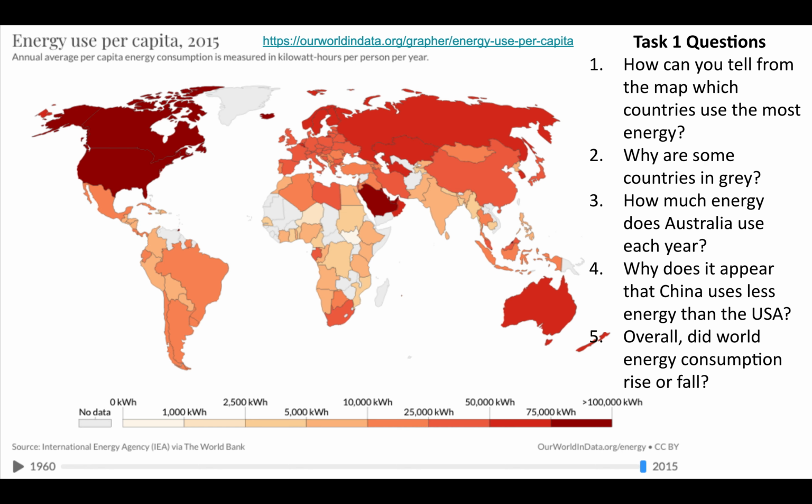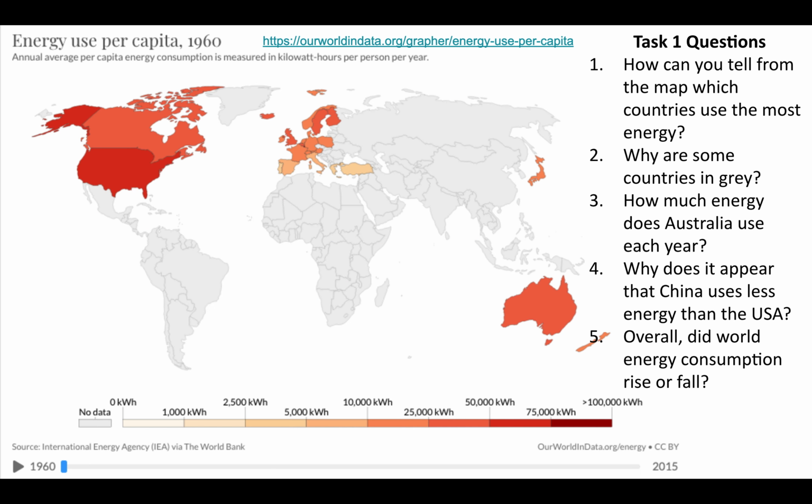If we looked at it just as what's the total amount of energy that China and the USA use, you'd probably find that they are both really, really high and probably not that different from each other. So my final question then for these maps here, this choropleth map here, I'm just going to take us back a couple. Our final question is overall, did world energy consumption rise or fall?